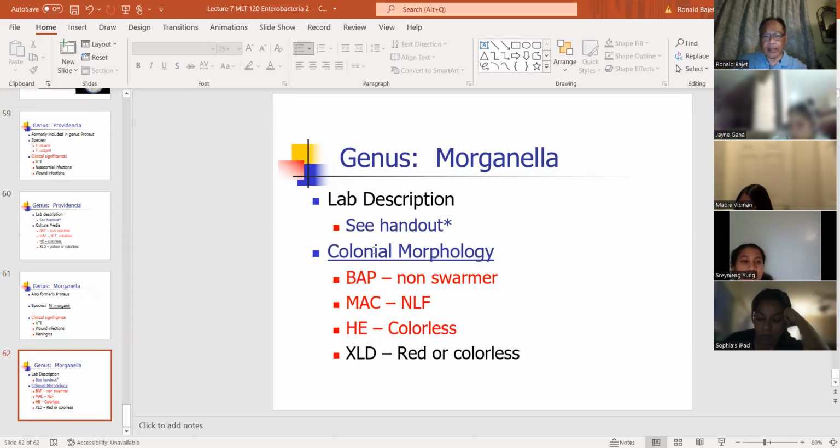Okay, Morganella, handout again, take a look at it. It's a non-swarmer. It's in the Proteus group. Again, it's a colorless, non-lactose fermenter. So this one definitely has to be worked up. You have to be suspicious that any colorless colony on MacConkey could be a Salmonella or a Shigella. Salmonella or Shigella is reportable to public health. Okay, H&E is colorless, XLD is red or colorless.